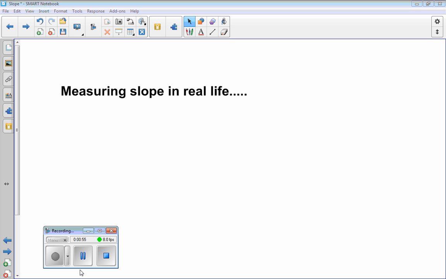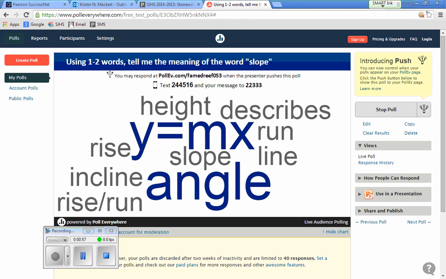I wanted us to get an idea of what you already know about slope. And so I did have you guys text some words, 1 to 2 words, about what you know about slope. And a couple of words I really like: rise over run. Okay, that's something that your algebra teacher talked to you about. And that's something we're going to talk about today.